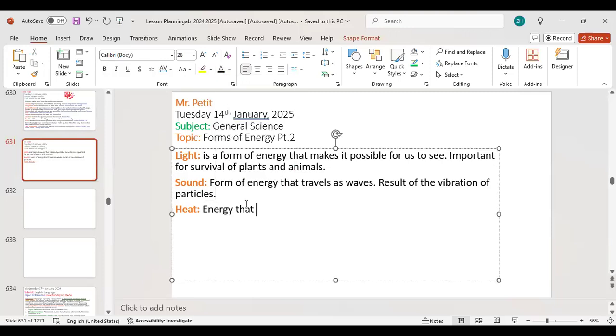Energy that a body has because of the kinetic and potential energy. Do you know that even if it's dark, you can still detect heat? That's how, if you have a night camera and you are trying to figure out if anyone is there, you could detect.